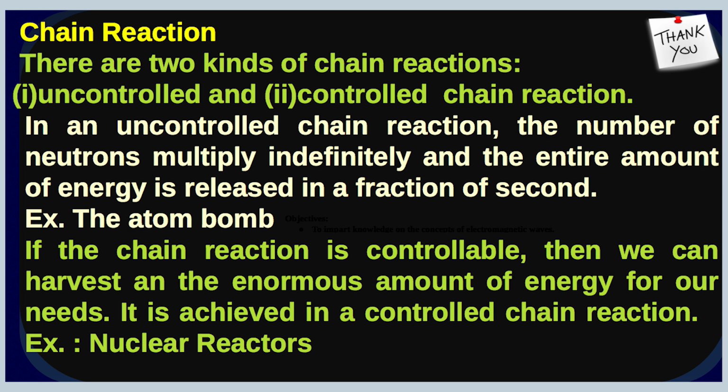And if this chain reaction is controllable, then we can harvest this amount of energy for our needs, and it is used in our controlled nuclear reactor. So, the energy generated by the nuclear reactor is useful because it is controlled, and the atom bomb is so harmful because it is uncontrolled.